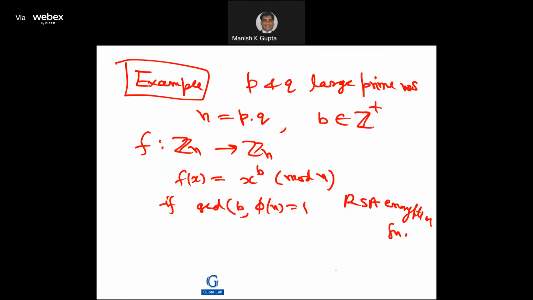Or phi of 15 is how much? Phi of 15 is 8, right? So you know how to count. There is a formula also: phi of 15 is equal to phi of 5 into phi of 3, so that is 4 into 2, which is 8. Okay, so that is a way to calculate. So this is the RSA encryption function.